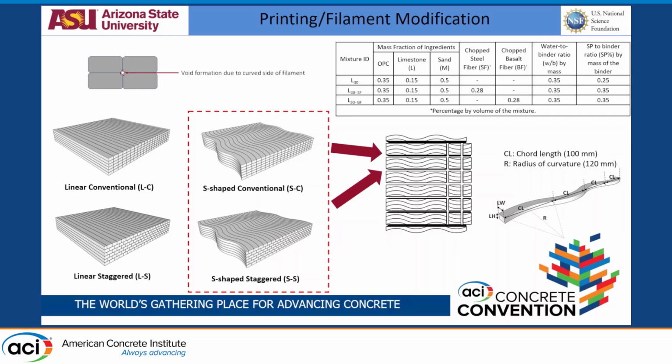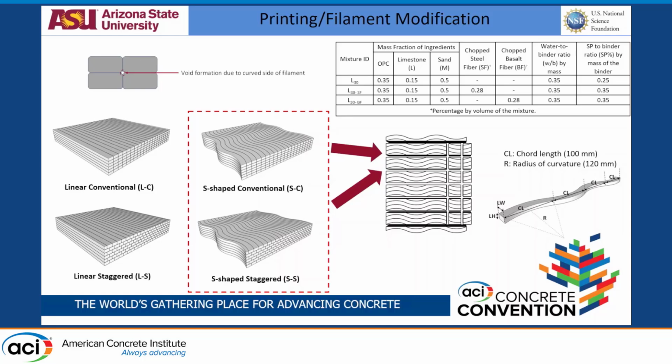So to remove that, we staggered the prints by half the filament width. You could stagger it 10%, 20, 30, but for the sake of the work over here, we staggered it by basically 50%. So each one centers on the previous filament center line. As a short form, I'll be using LC as linear conventional, where you are not staggering it. Linear staggered, LS, for the staggered ones. For the S shape, basically similar, starting with S.